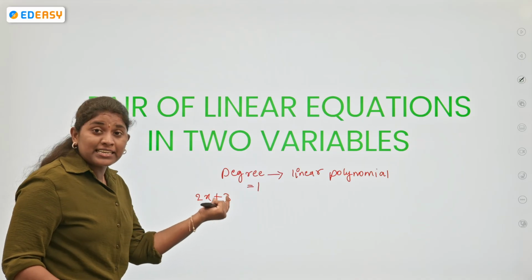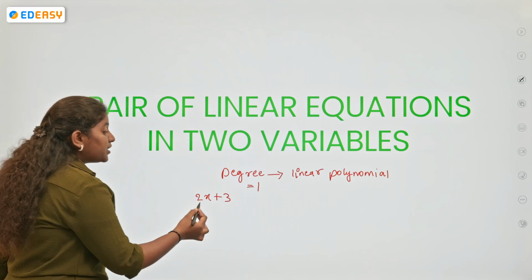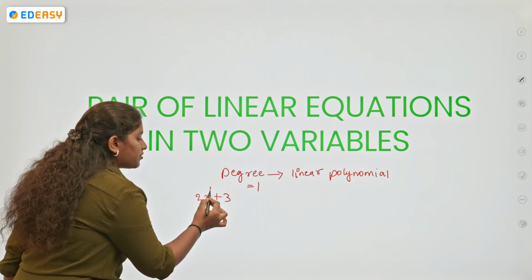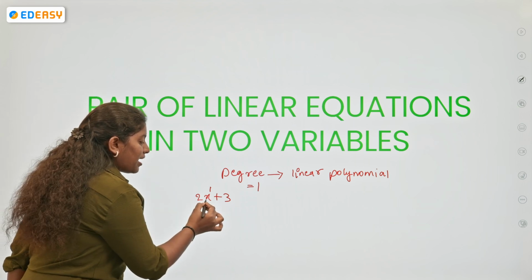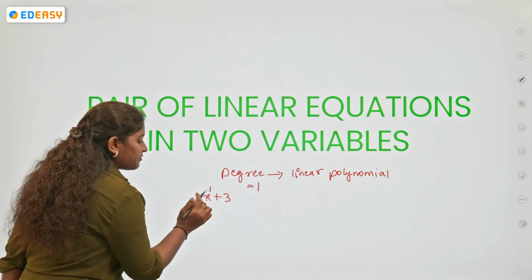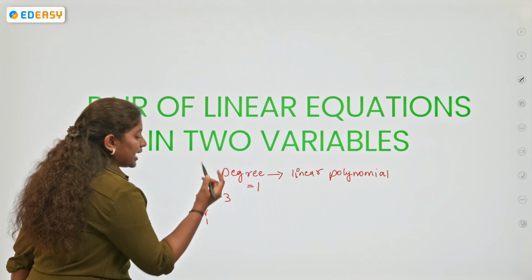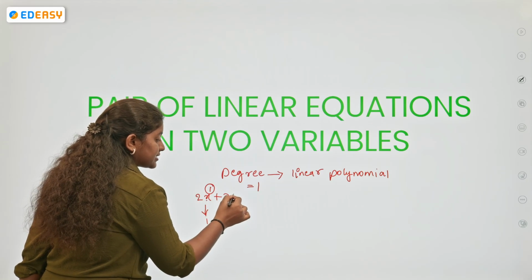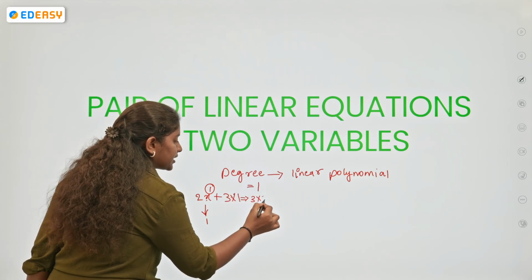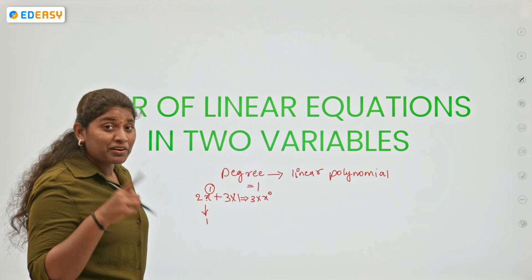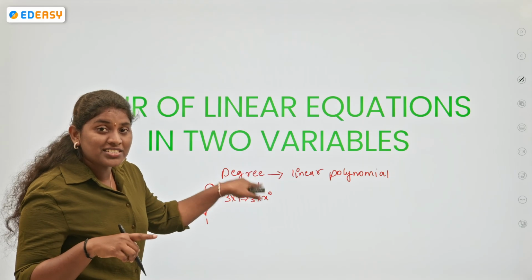Now, suppose I take 2x plus 3. This is my polynomial, which has variables and numbers. This is a linear polynomial, as the degree of our variable x is 1. If you check here, I have the variable x as my first term, and the power of the variable is 1. And the 3 can be written as 3 into 1, where 1 can be written as x to the power 0. Anything to the power 0 will be 1. So 3 into 1 can be written as 3 into x to the power 0.